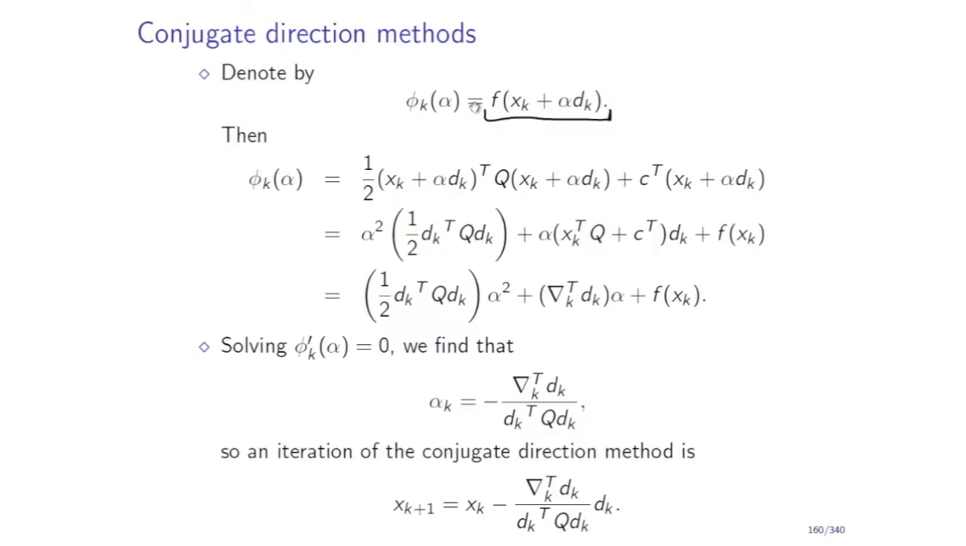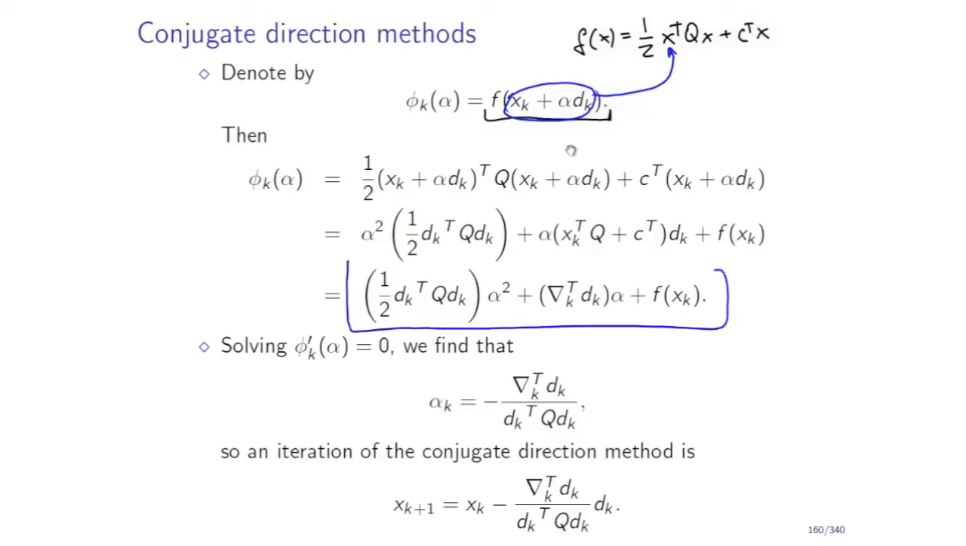So this is a one-dimensional problem, and we can actually spell out this function phi k of alpha explicitly, because we are talking about f of x, which is given by 1/2 x transpose times q times x plus c transposed x. Then, instead of x, we substitute this argument here, xk plus alpha dk. And then, as a result, our phi k of alpha can be written in this form here.